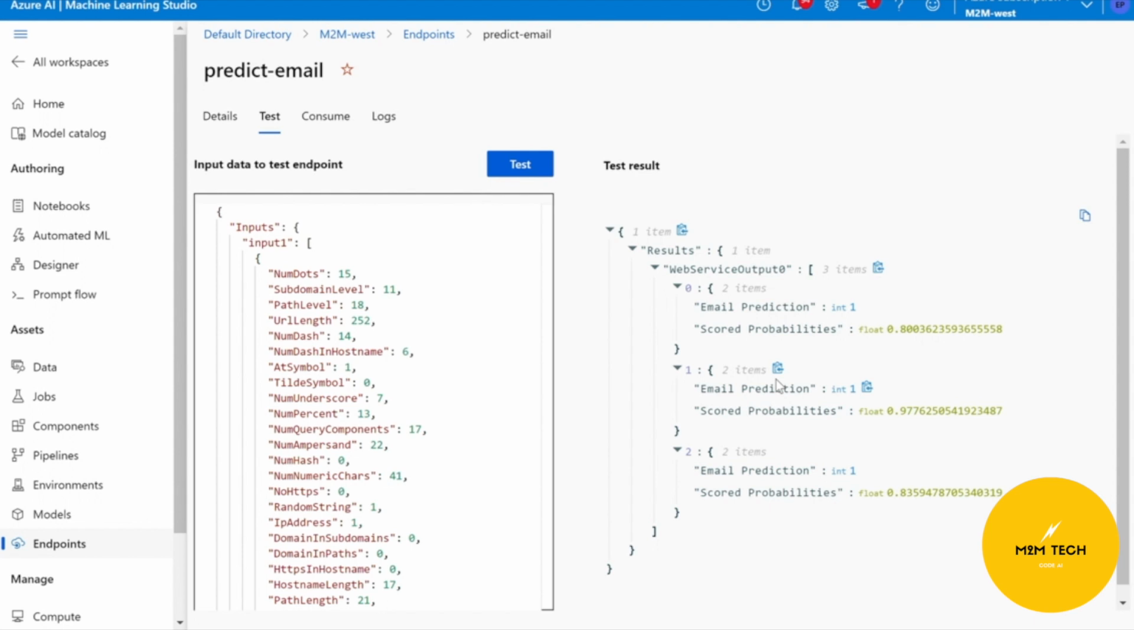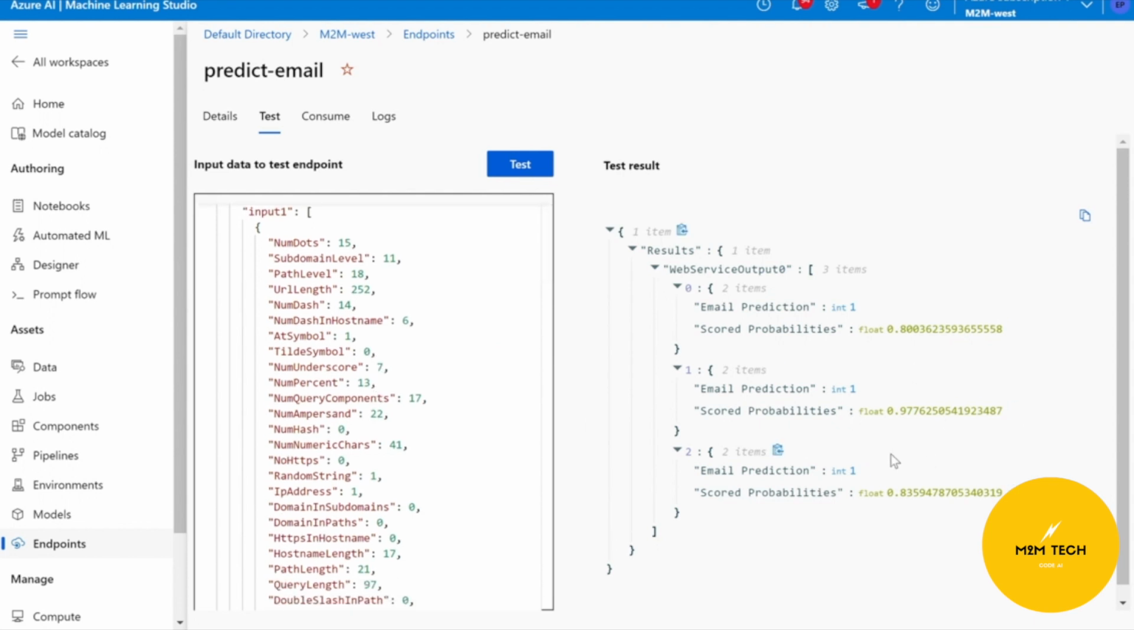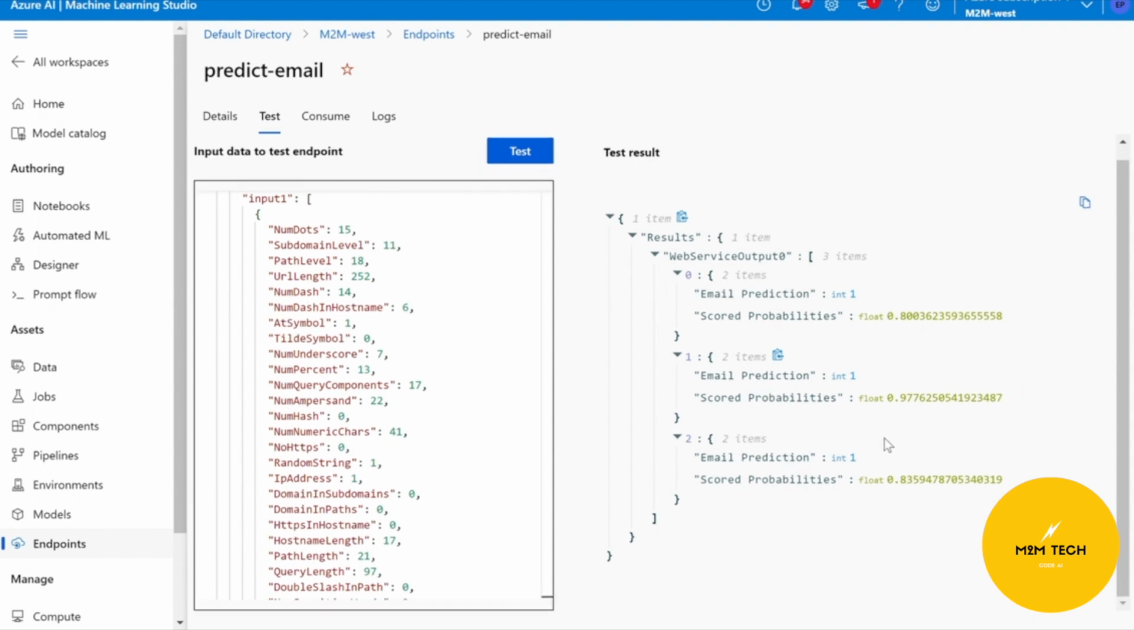We can see that for the first one, it predicted that it is a spam with a probability of 0.8. The second one is also another spam email, this time with a higher probability of 0.97. And the third one, still spam, this time with a lower scored probability of 0.835.